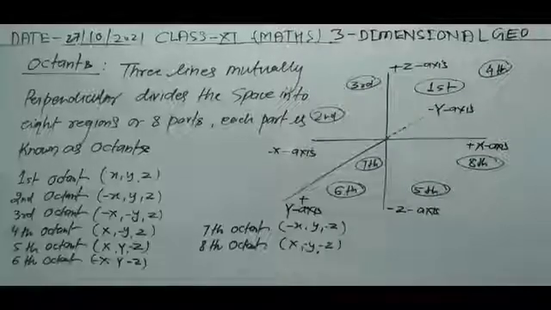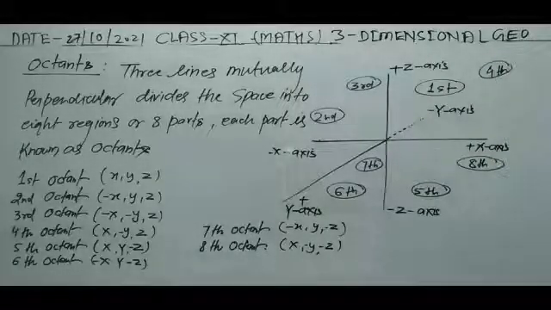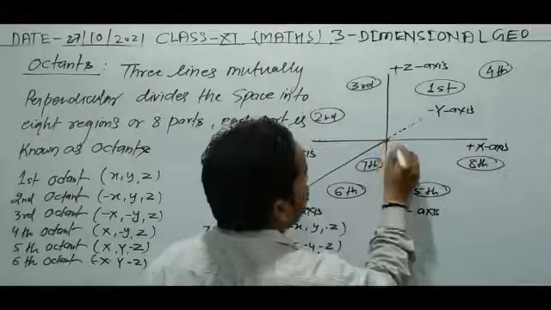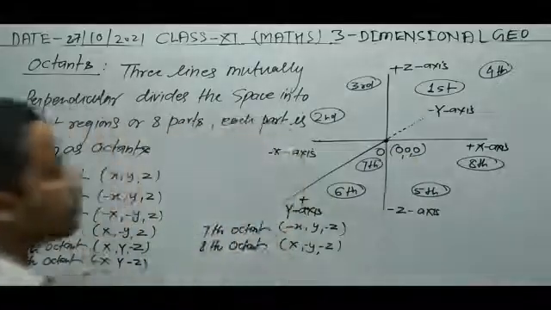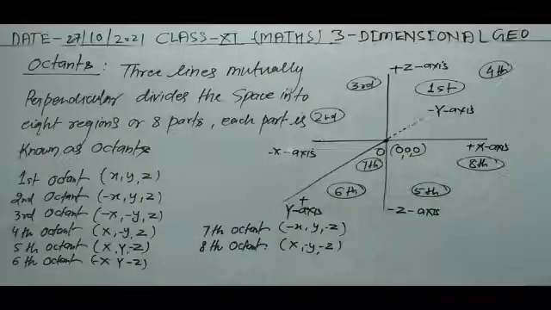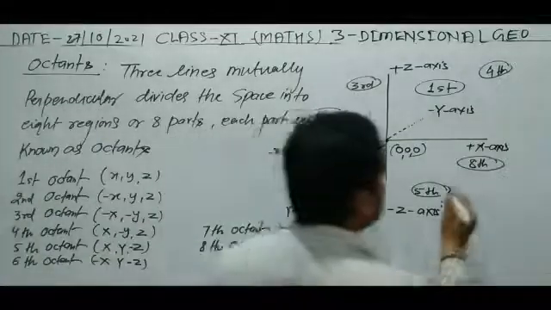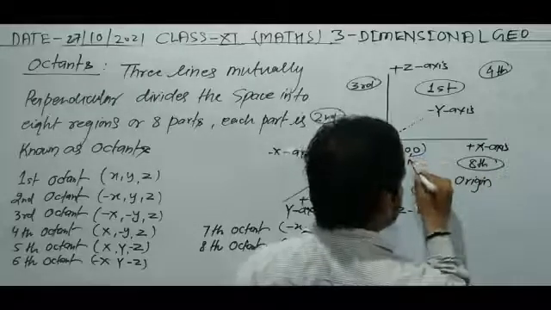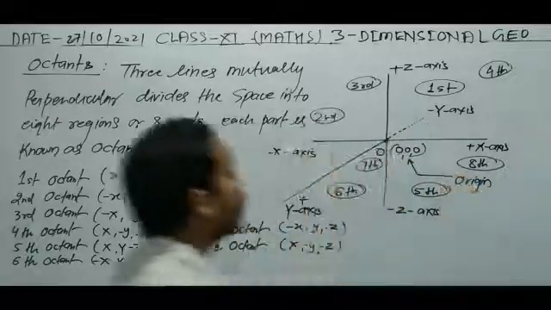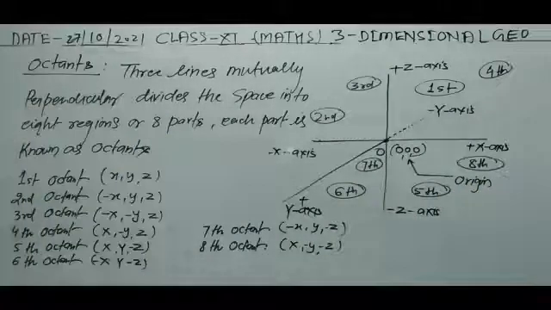Now see, x, y, z are known as the coordinate axes, and there are three coordinate axes, and the intersection point of these three coordinate axes is the origin, having coordinates 0, 0, 0.